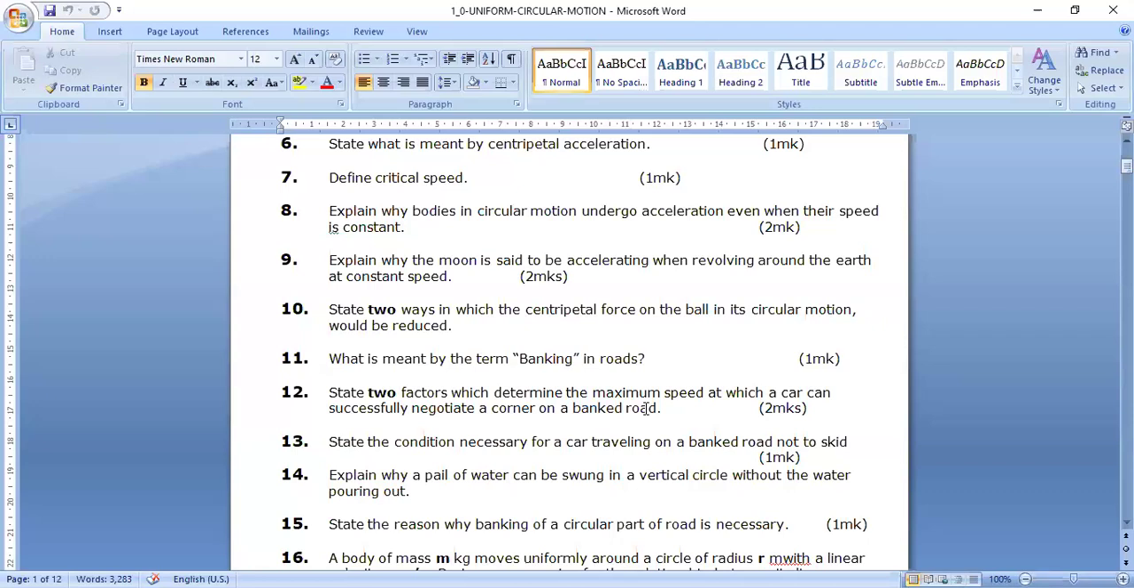One is radius of that road, that bend. Number 2 is the angle of banking of that road. And number 3, the nature of tires and the road. If the tires are worn out, of course, the speed has to be very low. Friction will be low. State the condition necessary for a car traveling on a banked road not to skid. Of course, it's the same question, asking about the factors affecting centripetal force.